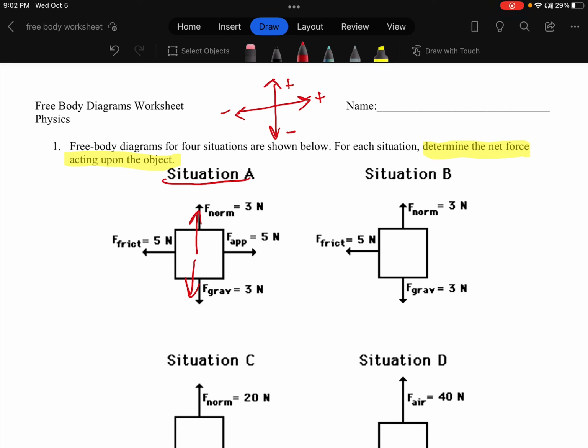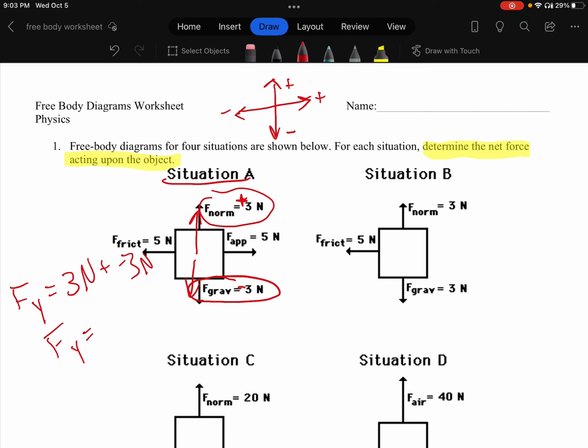So there's a normal force here, which is positive because it's going up. This gravitational force here is negative. If we want to find the overall force in the y direction, up and down, we take positive 3 newtons plus negative 3 newtons. That gives us a net force in the y dimension of 0 newtons, meaning up and down, it's balanced.